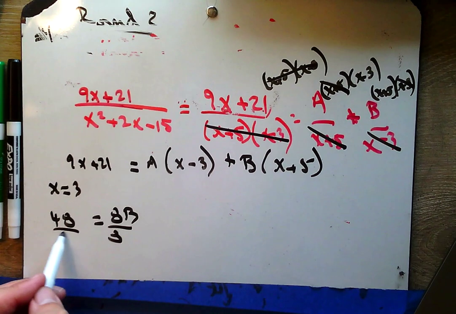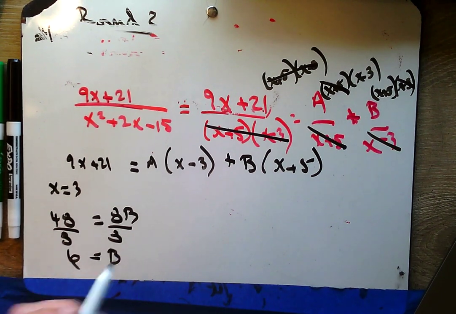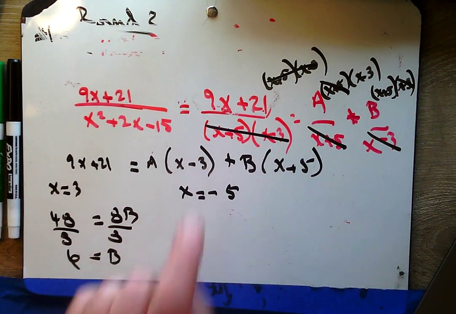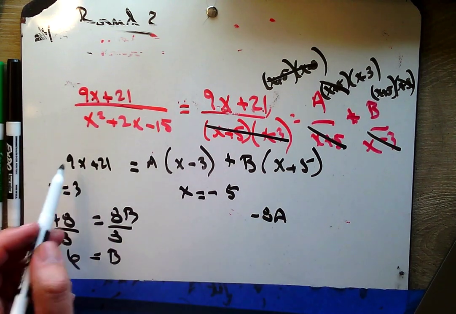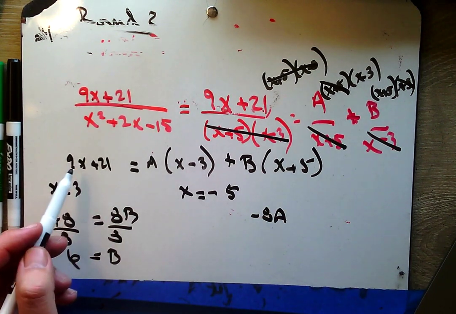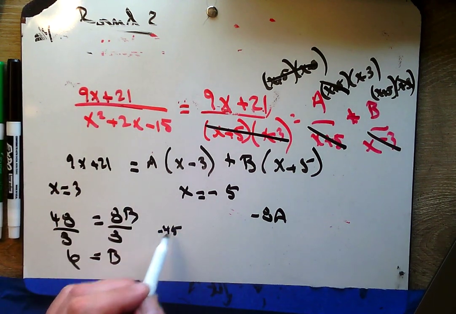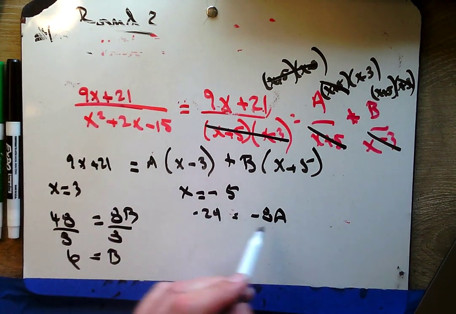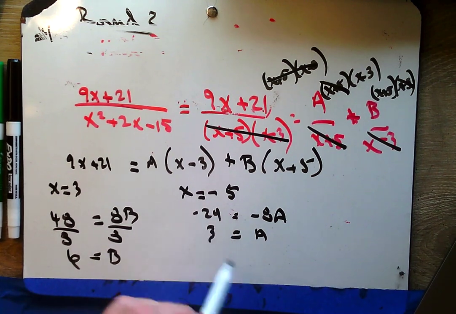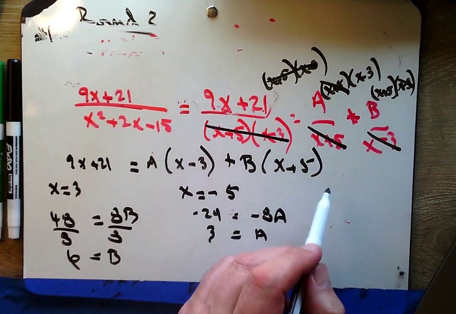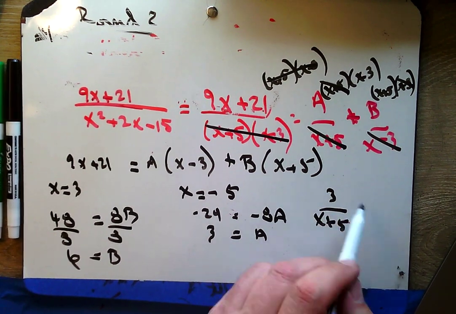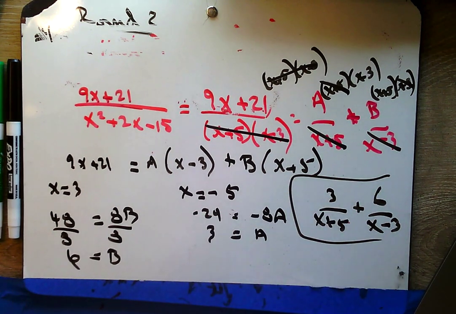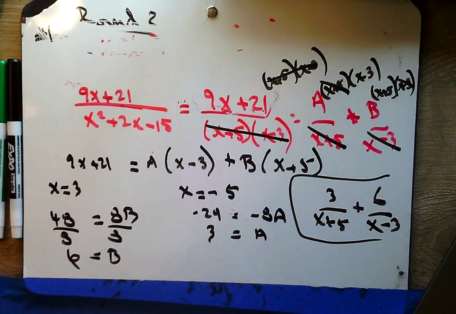So if I divide both sides by 8, I find out that b equals 6. And if I use the magic number x equals negative 5, this will disappear. Negative 5 minus 3 is negative 8a. Negative 5 times 9 is negative 45. Negative 45 plus 21 is going to be negative 24. And if we divide both sides by negative 8, we get a equals 3. So my decomposition will be 3 over x plus 5 plus 6 over x minus 3. There's our partial fraction decomposition. Excellent. Nice. Just those sort of basic things.